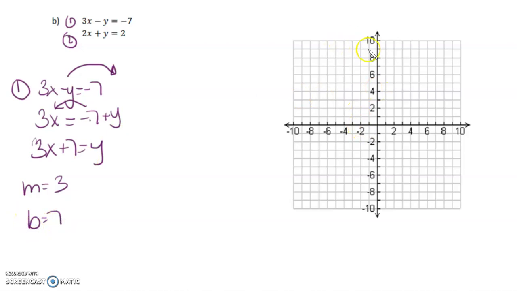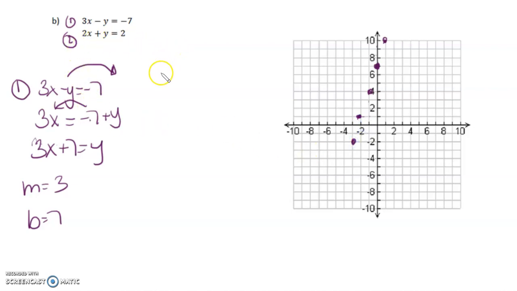Let's go to the graph. We're going to plot 7 and we're going to go up 3 over 1. Okay, down 3, left 1, down 3, left 1. One, two, three.